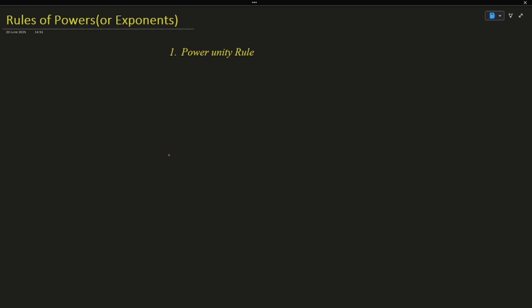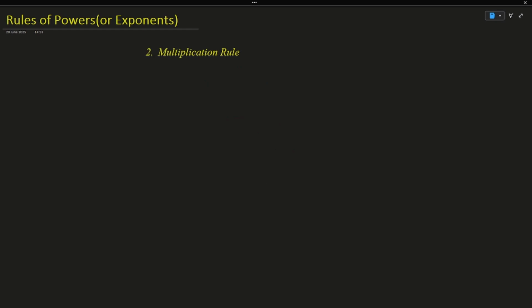The power unit rule states that any number raised to the power 1 equals itself. For example, 7 raised to the power 1 is equal to 7. So 33 raised to the power 1 is equal to 33. 670 raised to the power 1 is equal to 670. Because remember, any number raised to the power 1 equals itself. Now let's look at the next rule.